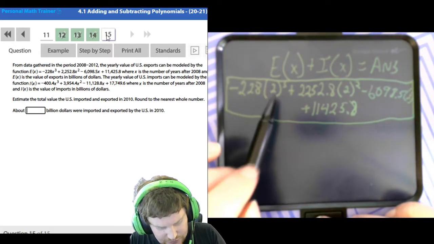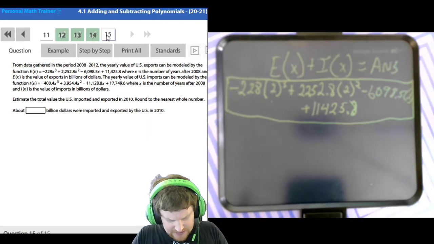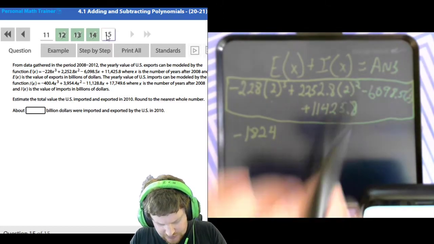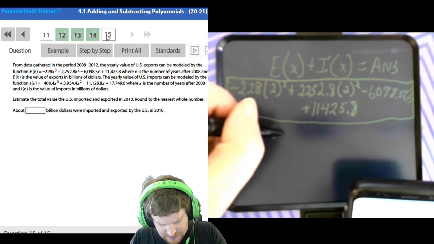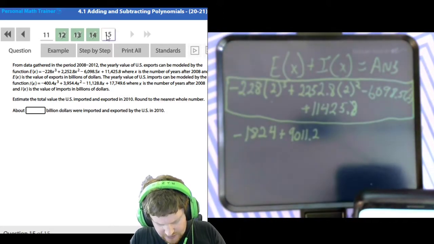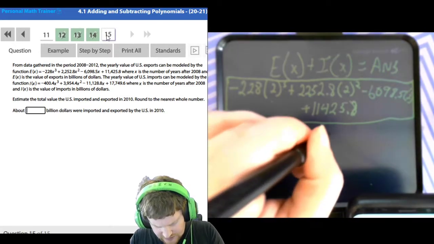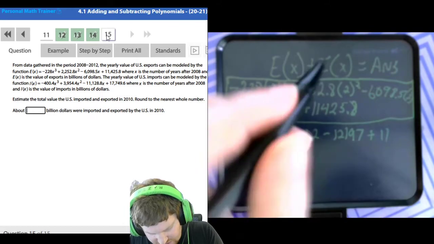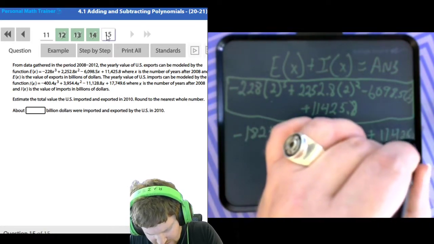But I'm going to say 2 cubed is 8. And we have 8 times 228, so that gives me negative 1824. 2 times 2 is 4 times 2252.8. So this gives me plus 9011.2, and then 6098.5 times 2 is minus 12197 plus 11425.8.